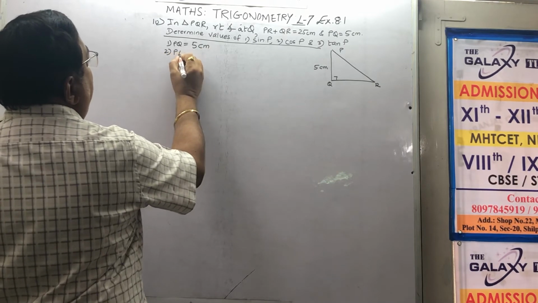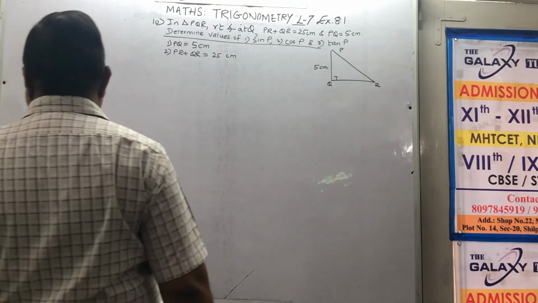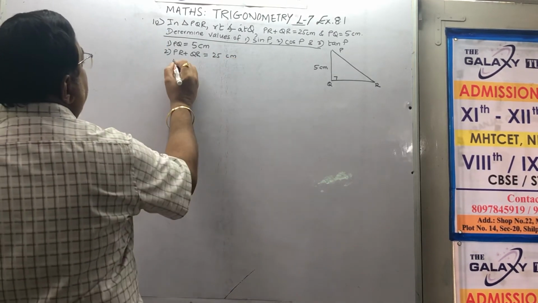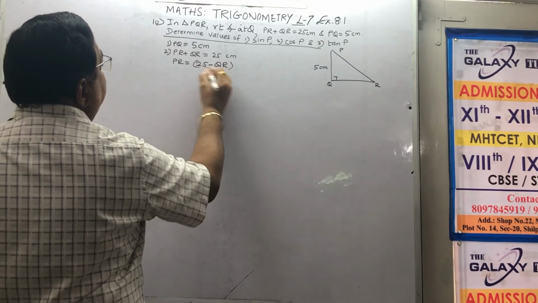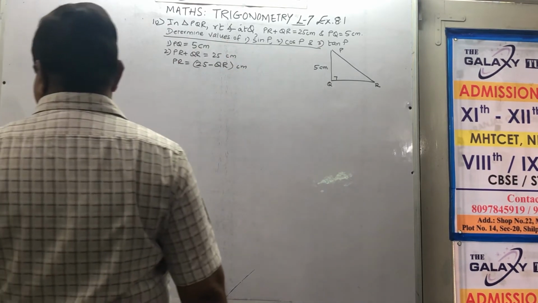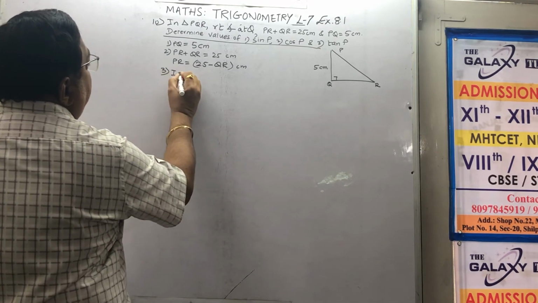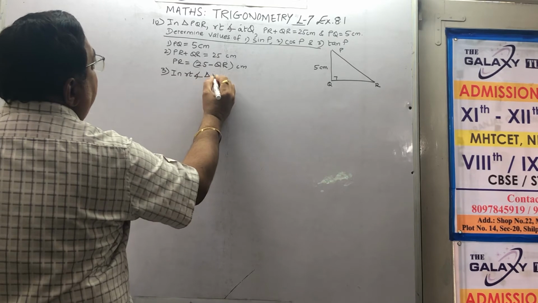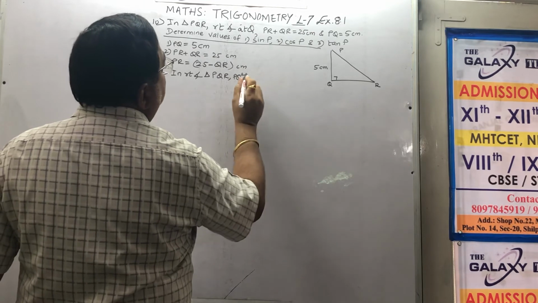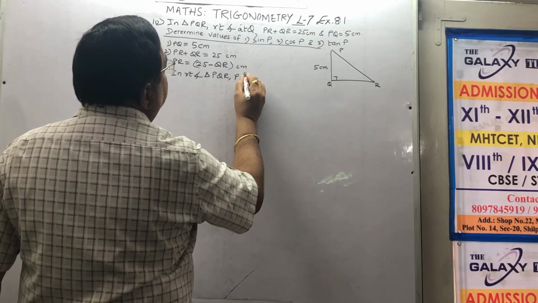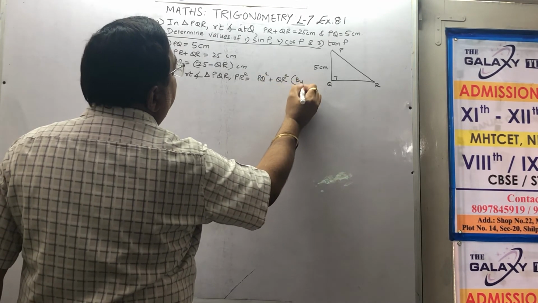Second, PR plus QR is 25 centimeter. This is what I know. So PR is equal to 25 minus QR centimeter. I take the QR on the other side. Now, third step, in right angle triangle PQR, PR square is equal to PQ square plus QR square by Pythagoras theorem.